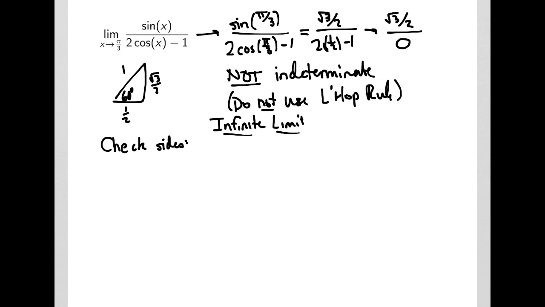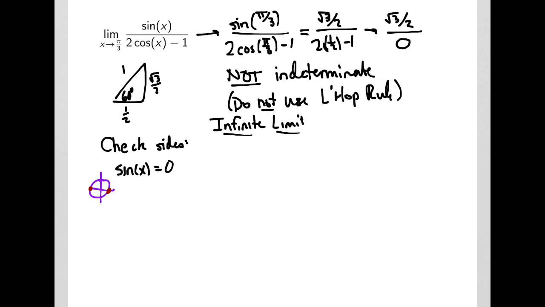Well, we need to figure out where this function can change sign. So sine of x can equal 0. Let's think unit circle. Throw a unit circle up there. Sine equals 0 when the y is 0. Okay, so 0 and pi.